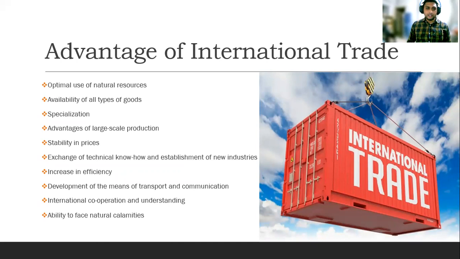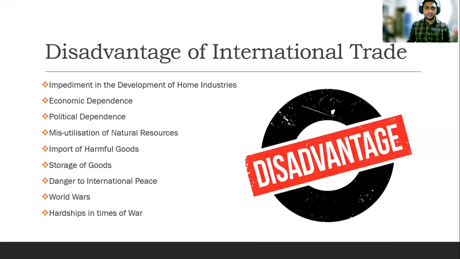Development of transport and communication also happens because of international trade. International cooperation and understanding can happen through international trade, and because of international trade, every country has the ability to face natural calamities, because they always think about one another. If one country faces any losses, another country will be affected.